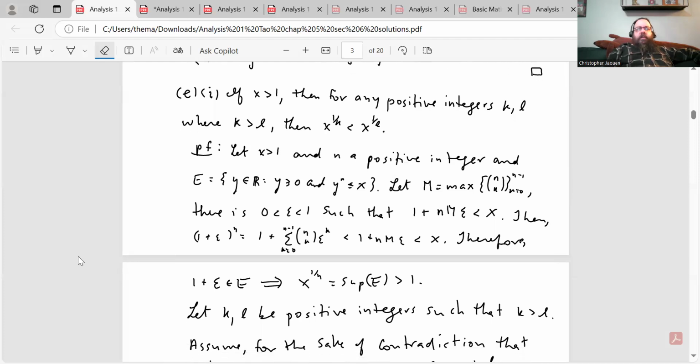So let x be greater than 1. So first thing I have to do, I'm using Tao's hint here. I have to show that if x is greater than 1, then x to the 1 over n for any positive integer n will always be greater than 1 as well.